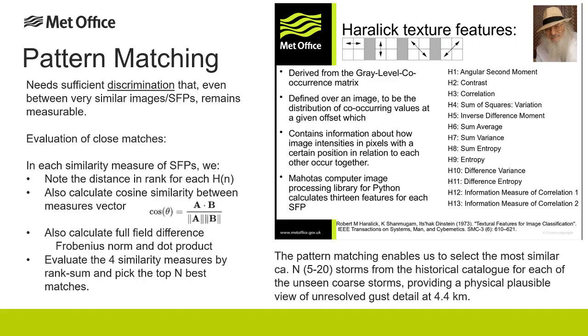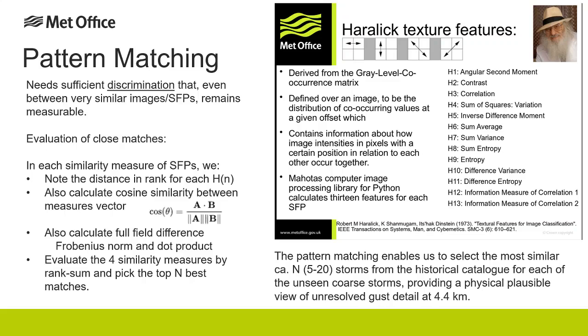On the top right-hand side, you see an image of Mr. Haralick, to whom I'm extremely grateful, because he defined the method of deriving features from the gray level co-occurrence matrix, defined over an image to be the distribution of co-occurring values at a given offset, which contains information about how pixels with a certain position in relation to each other occur together. There's a Python package called Mahotas, which is giving us the tools to do this calculation of the 13 features for each storm footprint.